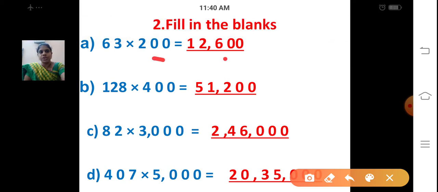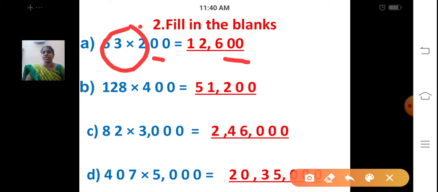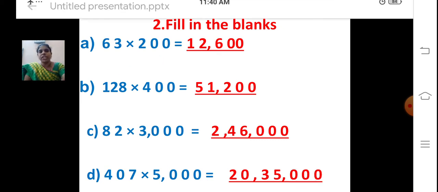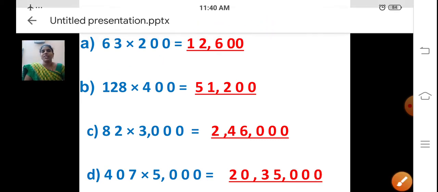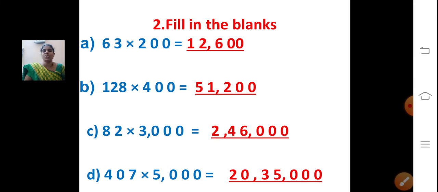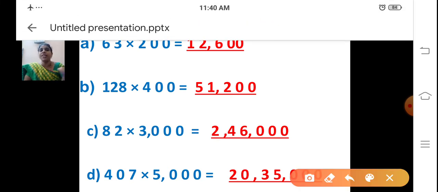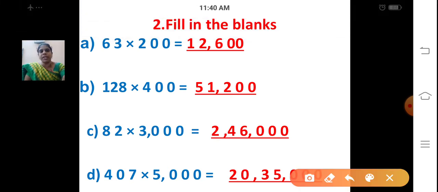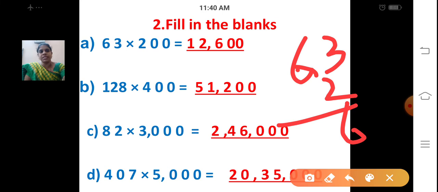So these 2 zeros at the last, and we are going to multiply 63 into 2. 3 2s are 6. 6 2s are 12. So the answer is 12,600. What is the answer? 12,600. You are going to multiply 63 into 2. 3 2s are 6. 6 2s are 12. So what is the answer?